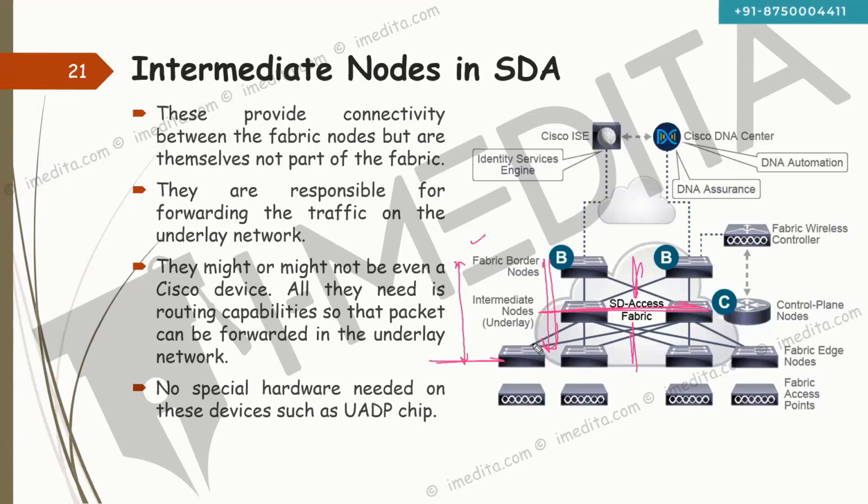Now, in these devices, you don't require any special chip, any special UADP hardware or anything. Nothing special is required. They could be Cisco or non-Cisco devices. All they need is basic routing capabilities so that they become part of the underlay network. These are what we refer to as the intermediate nodes.